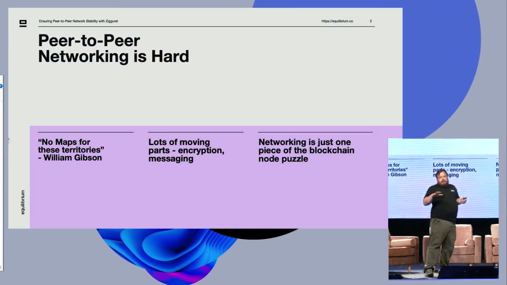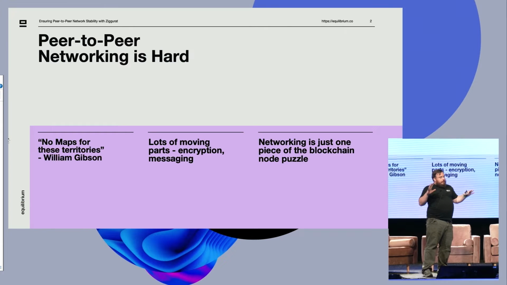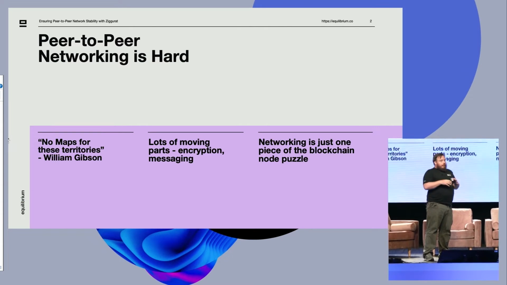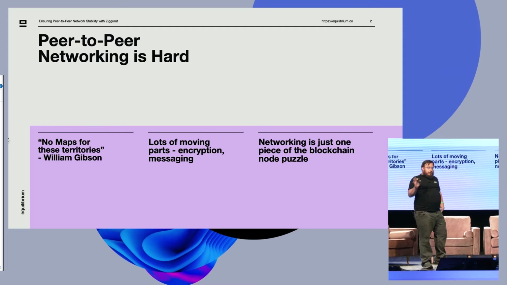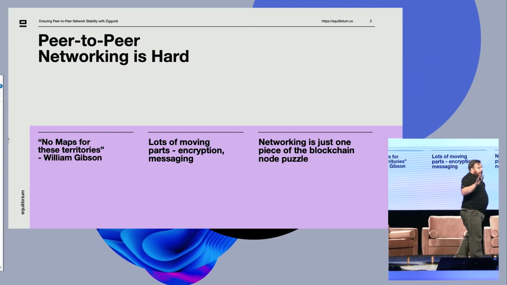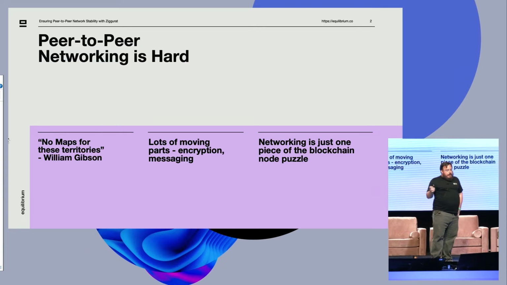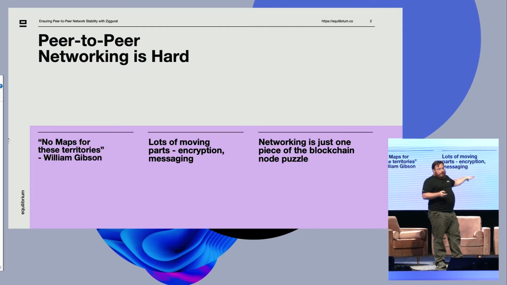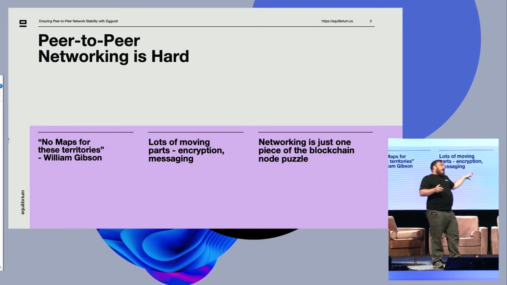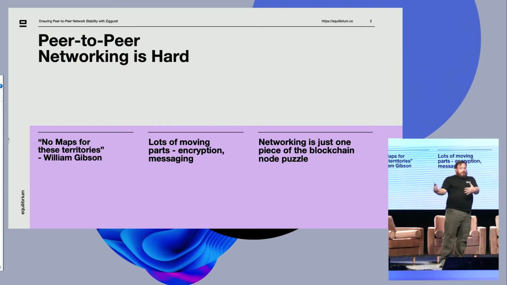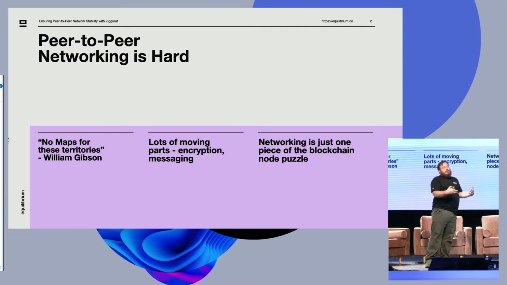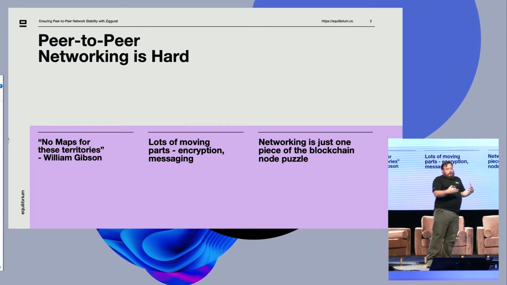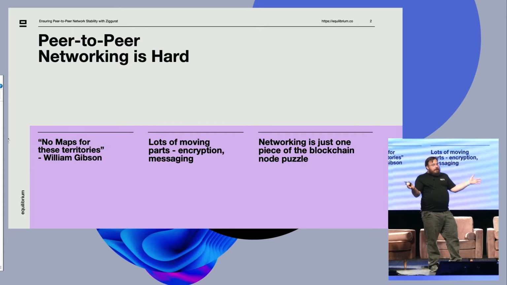So I want to be really clear that I'm going to be talking about some downfalls and pitfalls of peer-to-peer networking, and I'm not picking on anybody, because we're going to talk about specific blockchain networks. Because the fact is, peer-to-peer networking is really hard. The best quote is the William Gibson quote, "There's no maps for these territories." Usually it's ad hoc, or it's inherited from something, like you'll inherit Kademlia from Kazaa, or you'll inherit something from the blockchain protocol, from the Bitcoin protocol.